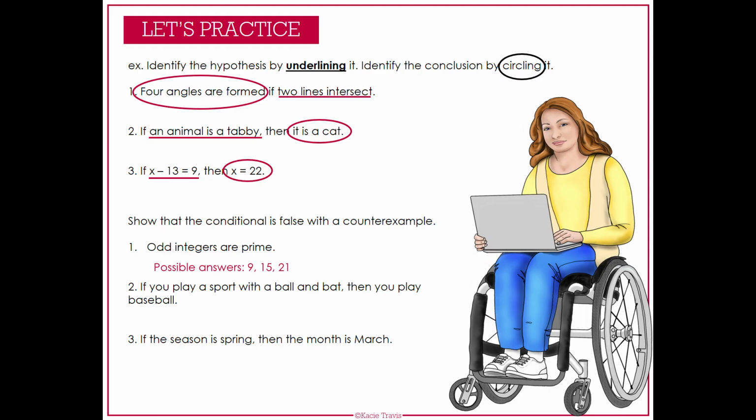Next one we got: if you play a sport with a ball and a bat, then you play baseball. Is that the only possibility? Definitely not. You could also be playing softball. Last one that we got. It says, if the season is spring, then the month is March. Is that always true? Definitely not. Spring has 3 months that it could possibly be: March, April, or May. So you got other possibilities that let you know that's not always true.